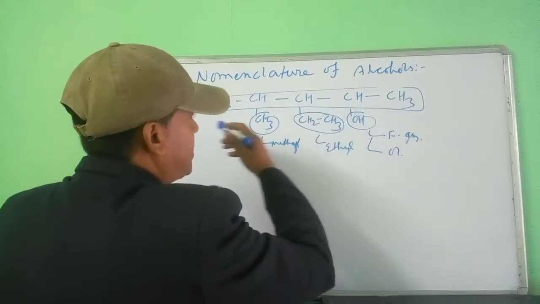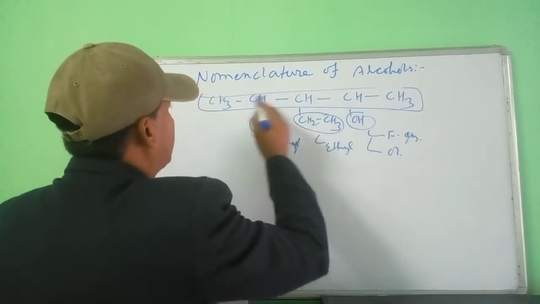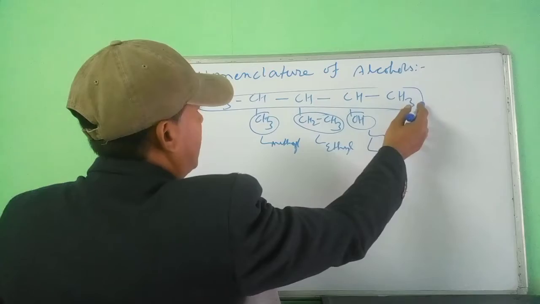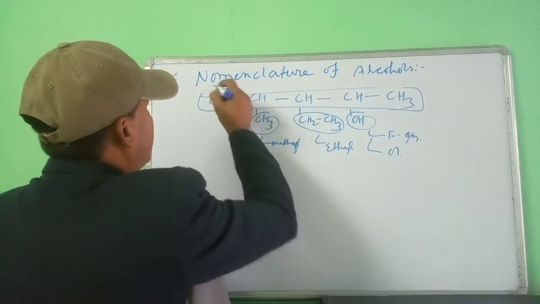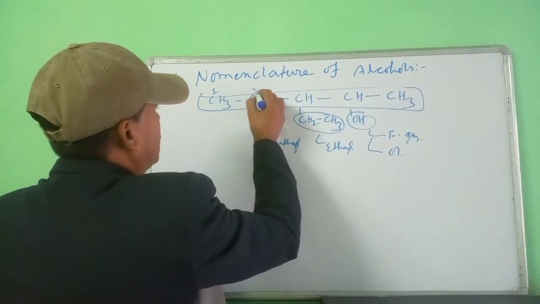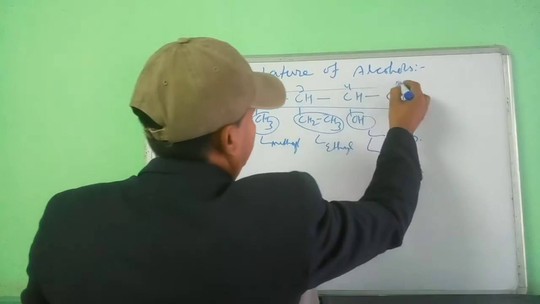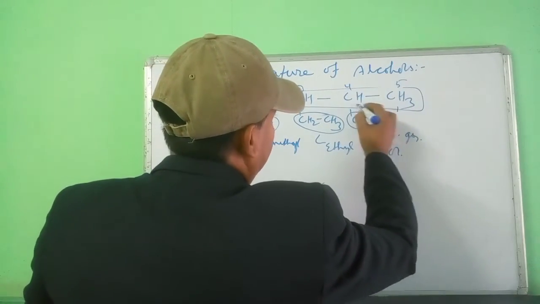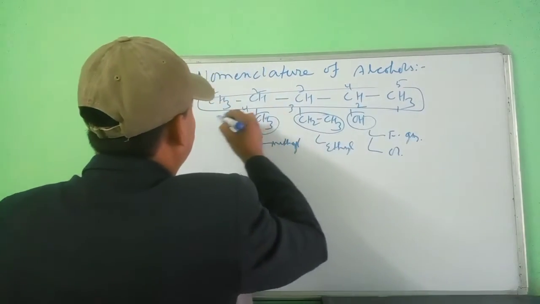If your chain is straight, then do two-way numbering, left to right or right to left. Okay, now left to right first: 1 2 3 4 5. Right to left: 1 2 3 4 5.